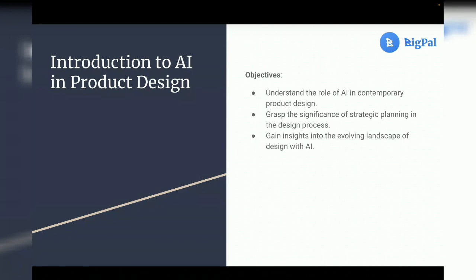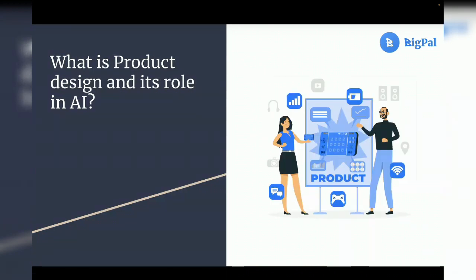First things first, introduction to AI in product design. The objectives are to understand the role of AI in contemporary product design, grasp the significance of strategic planning in the design process, and gain insights into the evolving landscape of design with AI. So this is a question for everybody: what is product design and what role does it play in AI? I'll answer that, don't worry.